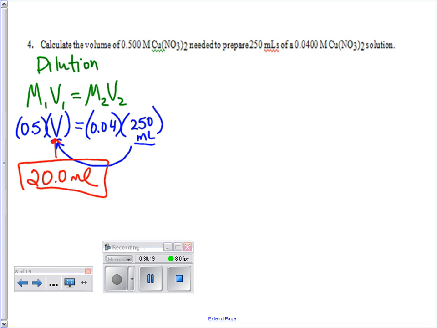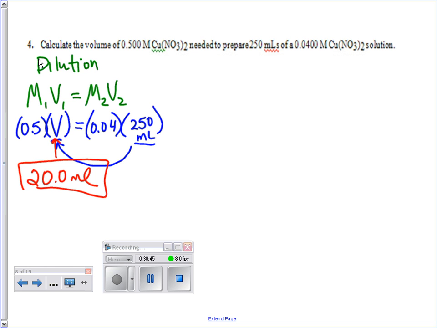Had you put in liters, your answer would have been 0.02 liters. Knowing what you know now about lab equipment, isn't it a lot easier to say I'm going to measure out 20 mils than to measure out 0.02 liters, right? And that's pretty much how the dilution works. You're almost always going to want to use mils, but you wouldn't have been wrong had you given me an answer of 0.02 liters. I wouldn't have marked you wrong. It would have been fine.